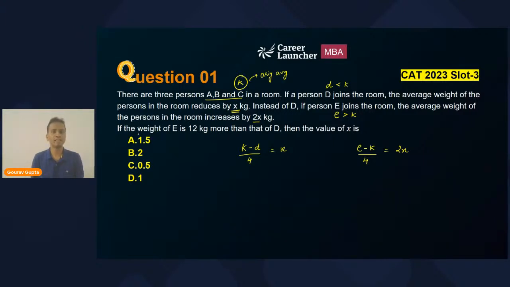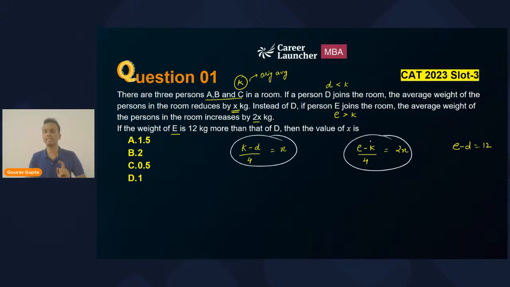Further, you are given that the weight of E is 12 kg more than that of D, so E minus D is also given to you. E minus D is equal to 12. The weight of E is 12 more than D. So now you have three relations. If I add these two equations, K will get cancelled out. So you will have E minus D divided by 4 is equal to 3x.